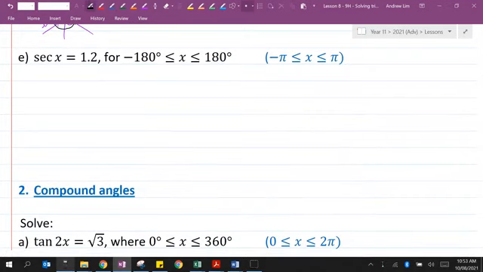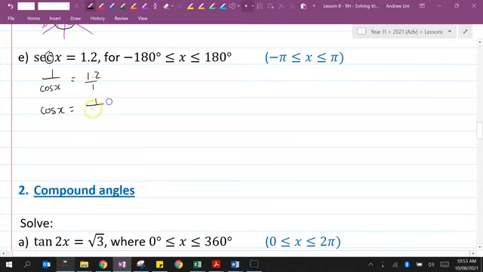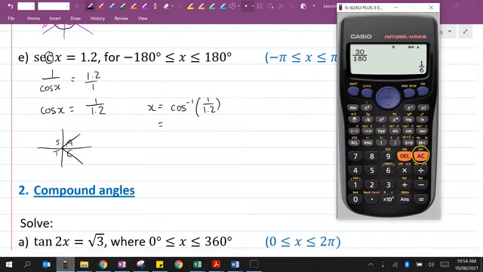Question E. Secant x is equal to 1.2. Well, that tells us it's 1 over cos. 1 over cos x is equal to 1.2 over 1. We can flip it. Cosine of x is equal to 1 over 1.2. So we can see here that cosine is positive, all stations to central. Cosine is positive here and here. Okay, let's now find a reference angle. So x is equal to the inverse cos of 1 over 1.2. Probably do this to 2 decimal places.